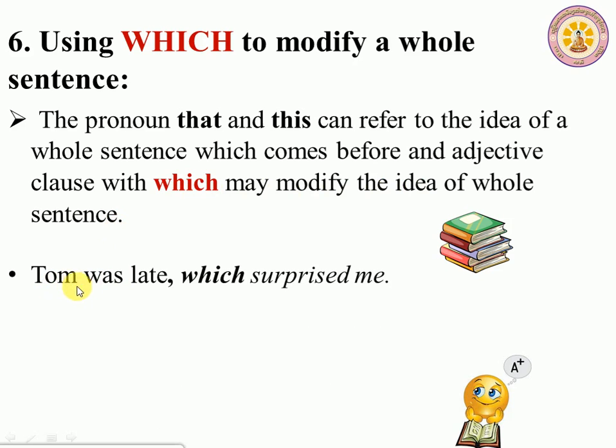Example: Tom was late, which surprised me. So "which surprised me" is the relative clause that adds more meaning to the whole sentence. What surprised you? Tom was late.